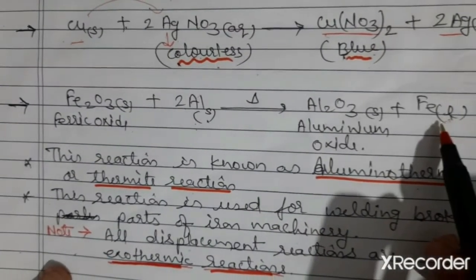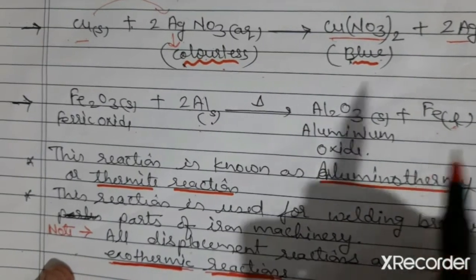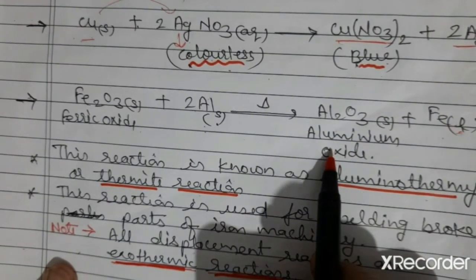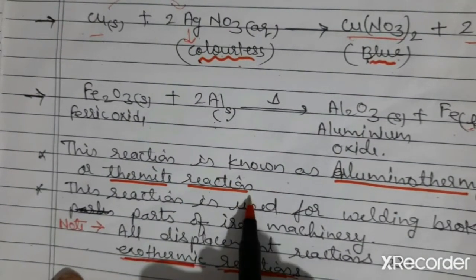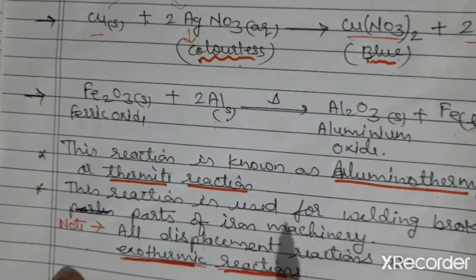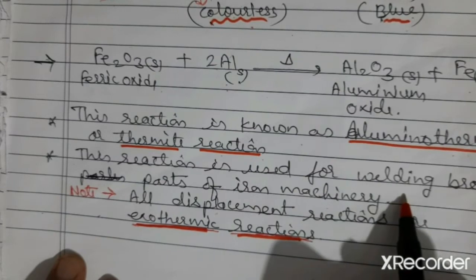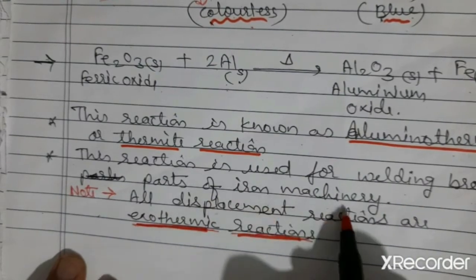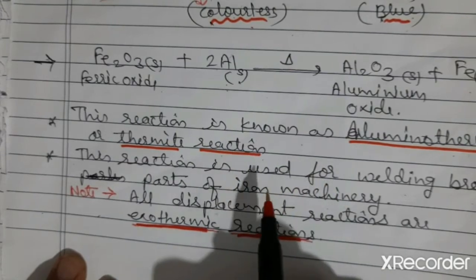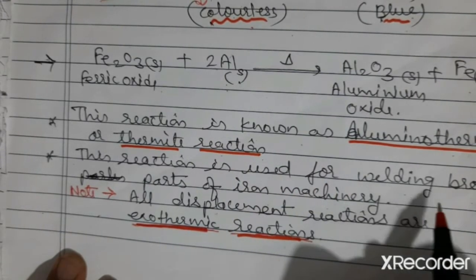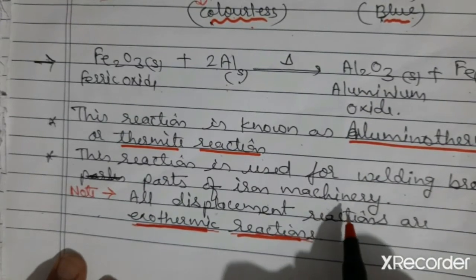See its state symbol, it is written L, means iron we get in the molten state, and we get aluminium oxide. This reaction is known as aluminothermy or thermite reaction. This reaction has an application that it is used for welding broken parts of iron machinery. Aluminothermite process or the thermite reaction is used for the welding purpose of any broken iron parts.